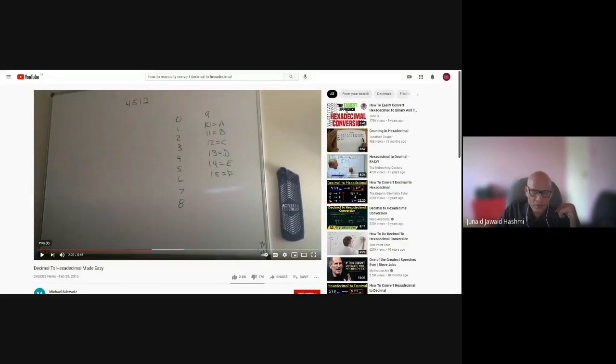So manually, you're converting 4,512 into hexadecimal, and it will take a lot of steps. You have to perform division like 4 or 5 times, dividing by 16 and subtracting. So let's convert if we are using the Windows calculator.